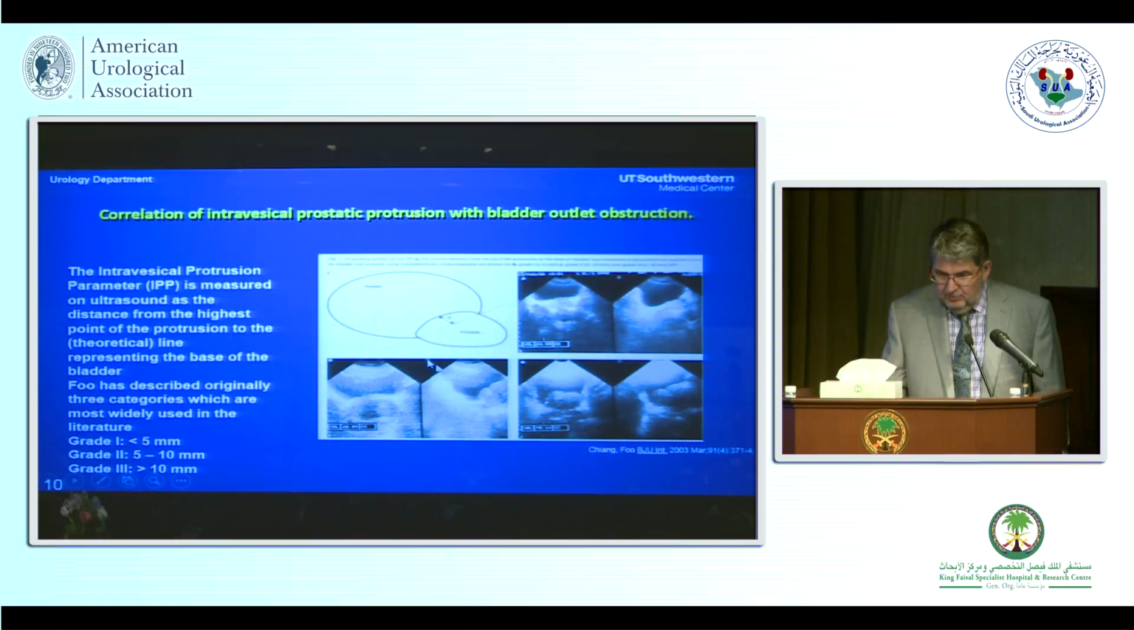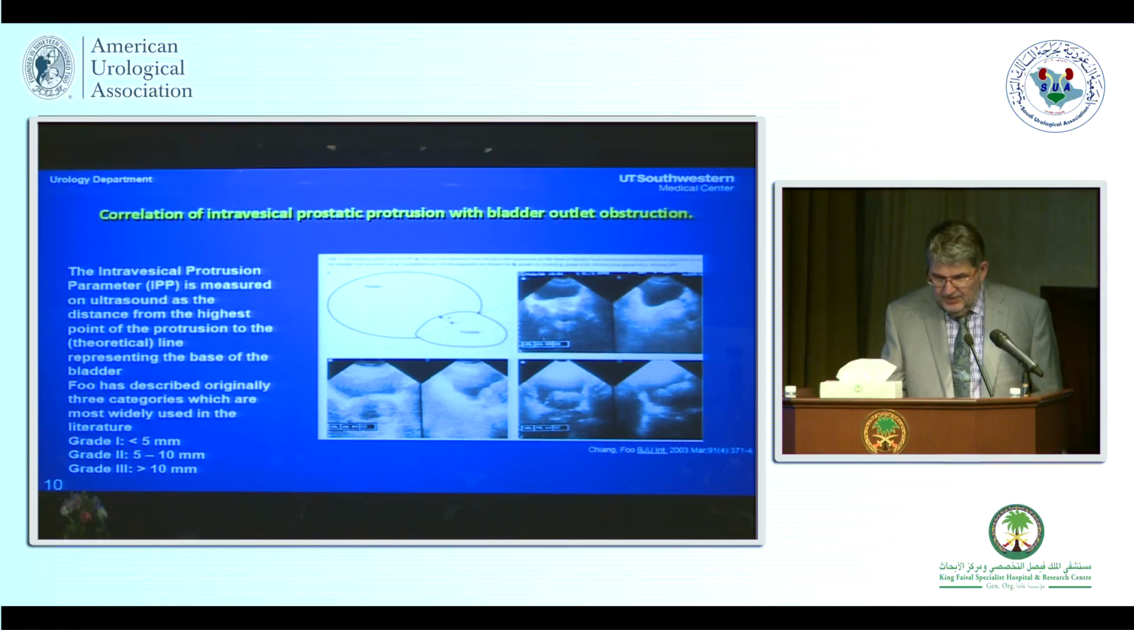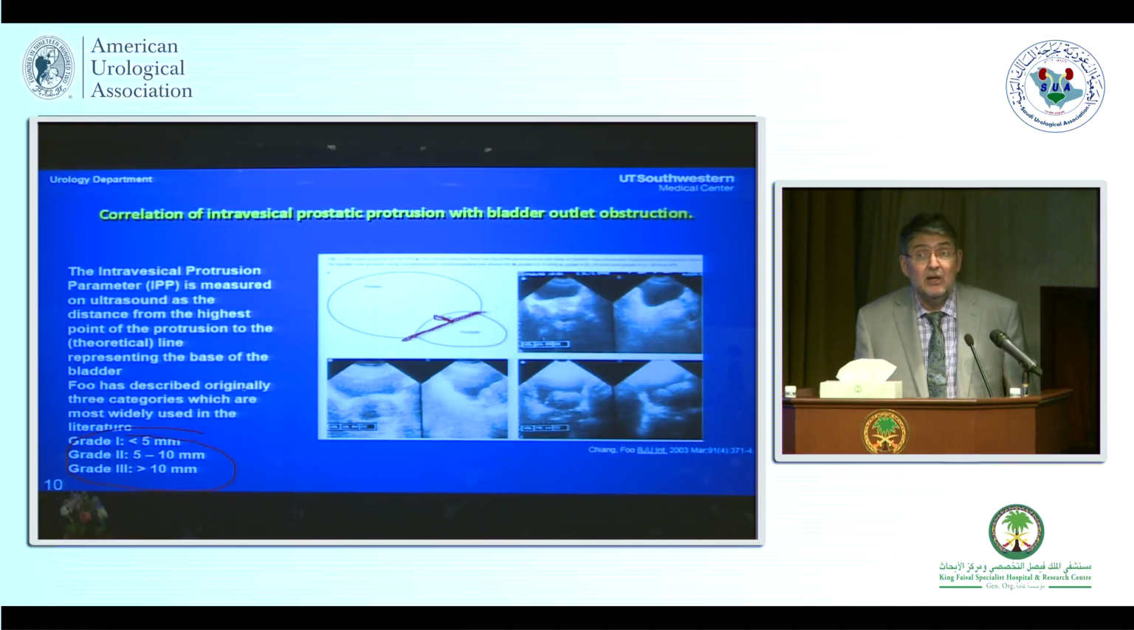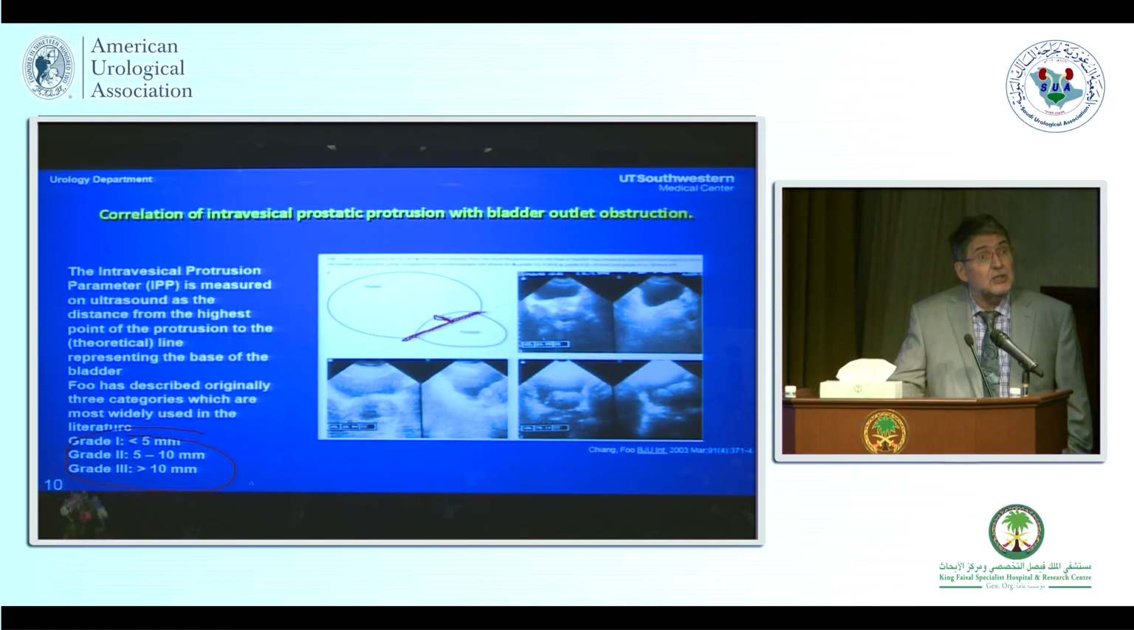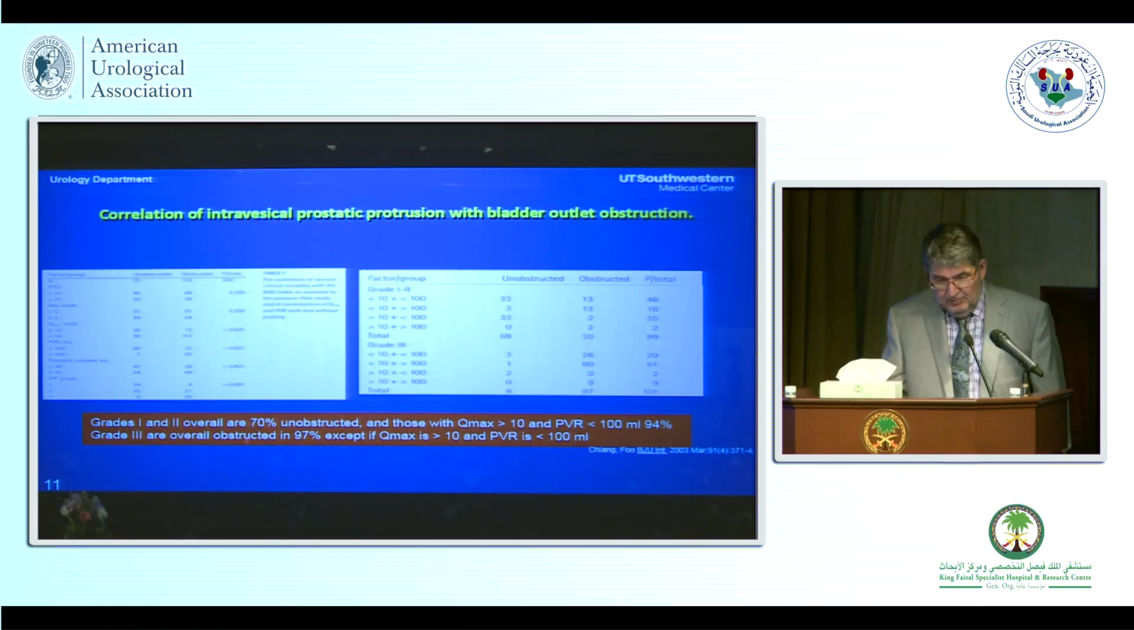It is the protrusion of the prostate, as you well know, from this potential line of bladder neck, the baseline, and this is the distance that is measured. These are different examples showing it here. And Dr. Fu originally proposed 5 millimeters, 5 to 10, and greater than 10 millimeter. And for all I know, that's pretty good, actually. Those are pretty good boundaries and grades of the intravesical protrusion of the prostate into the bladder.